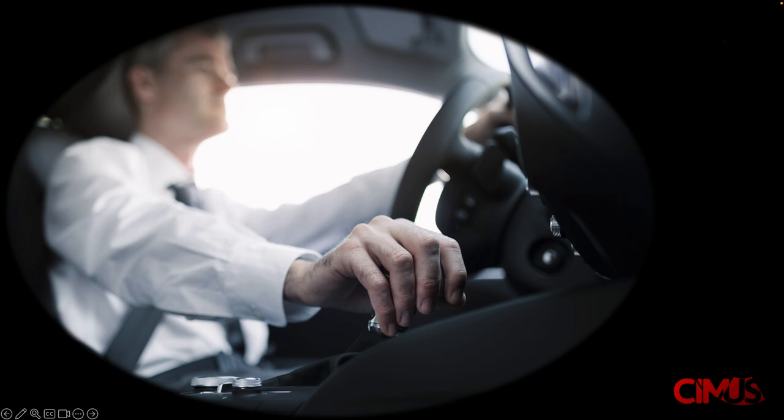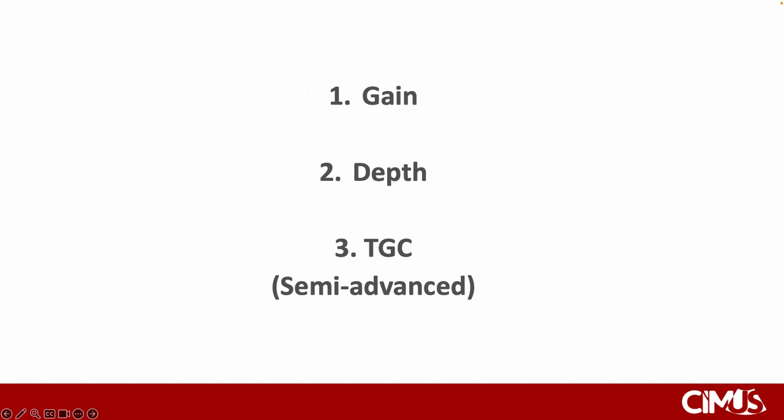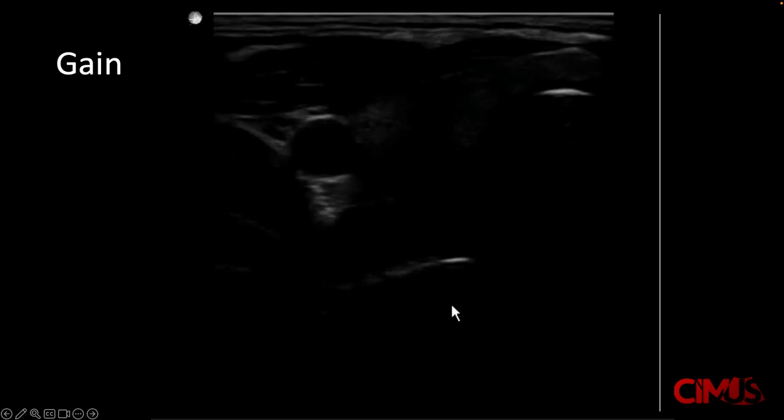So for ultrasound, there are really 5 functions you need to know. Two of these I'm not really going to cover, which is turning the machine on and selecting the transducers and presets. Probably best to look at the owner's manual. Most of these are relatively easy to figure out as well, although occasionally it's challenging to find those buttons. But once you've figured out how to turn the machine on and select the transducer that you need, there are really only 3 functions that you need after that. Specifically, let's start with gain, depth, and then the third one is not critical for you to know, called time gain compensation, but it really is a nice to know function.